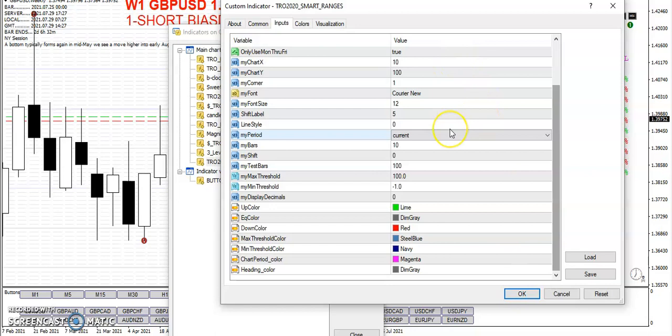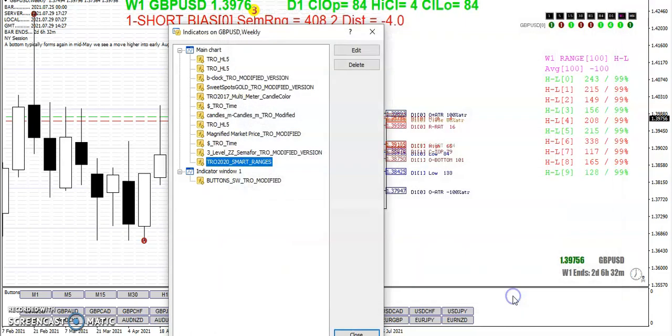I'm trying to remember. I thought I put 24 on something. Average range minus 100. Okay, I got something weird here.